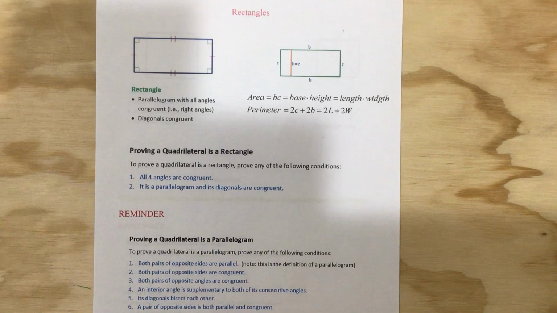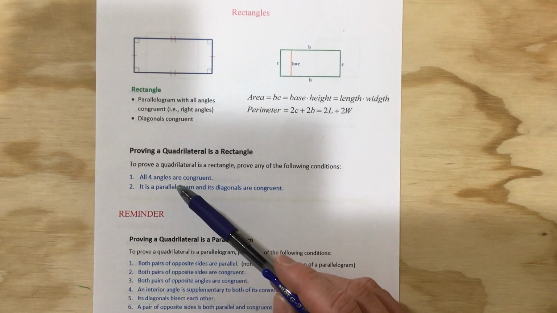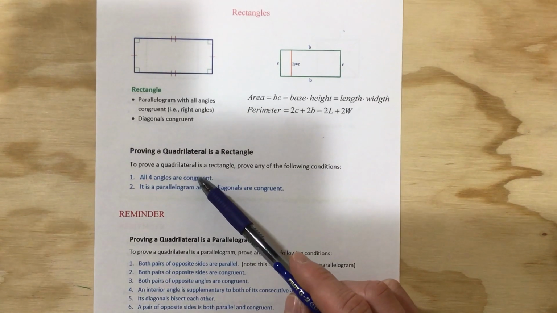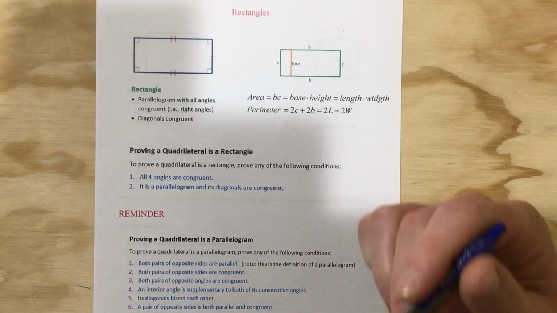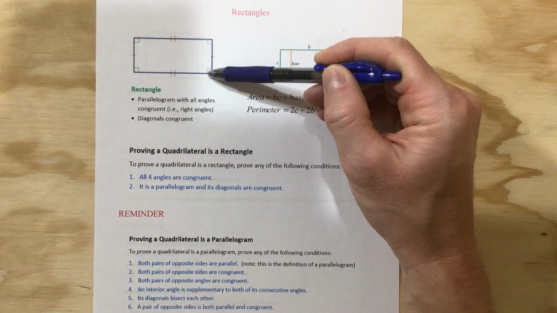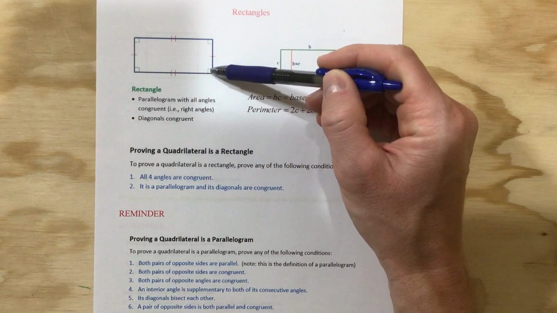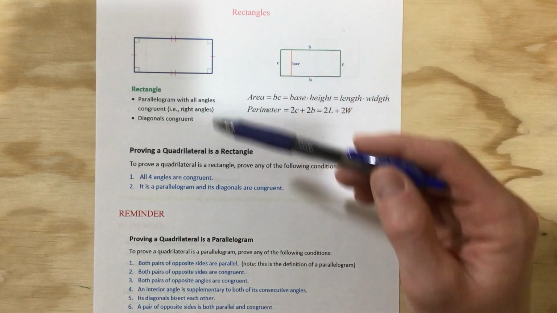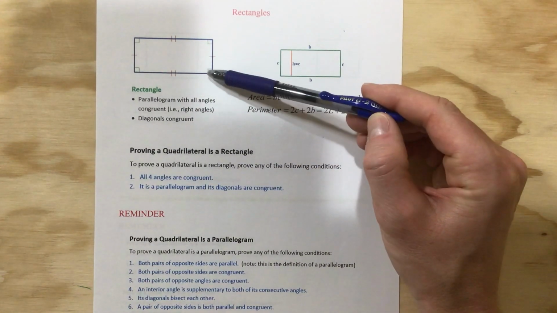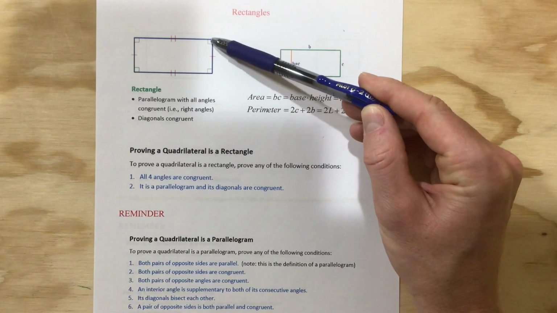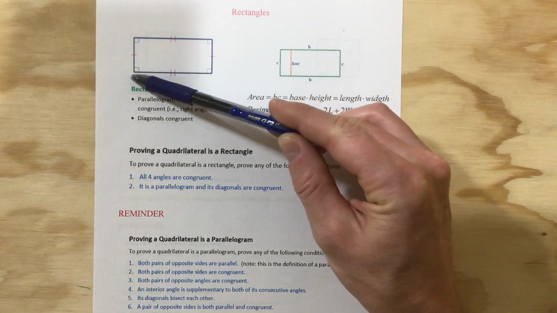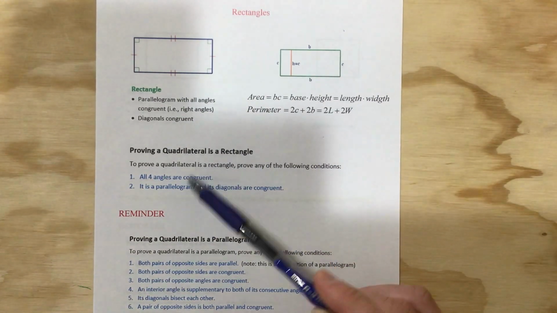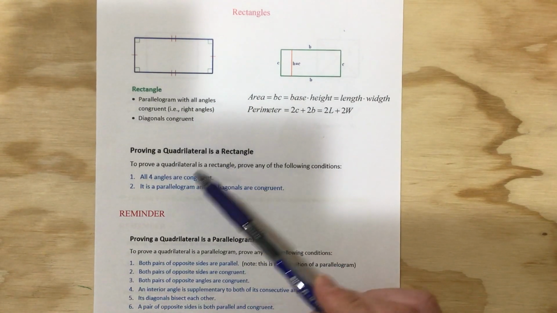Okay, so how do you prove something? Well, there's two really ways to prove something is a rectangle. Show me that all the angles are congruent, meaning show me the angles are 90 degrees. Again, how do you show that this line is perpendicular to this line? Well, you have to show me the slopes are opposite reciprocals. Remember, showing me that this is 90 degrees is showing me that this slope and this slope are opposite reciprocals to each other.